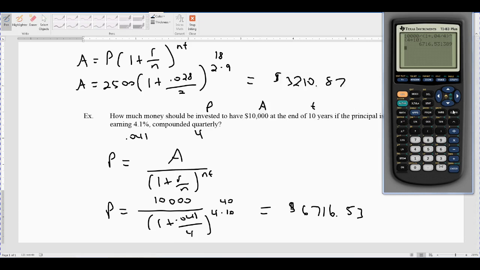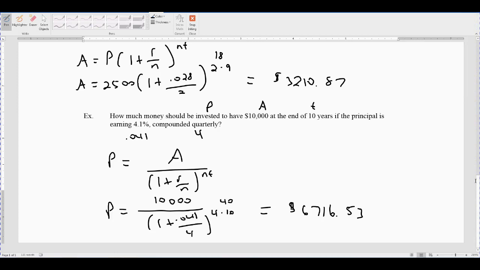And I think that was the last example. Yep.